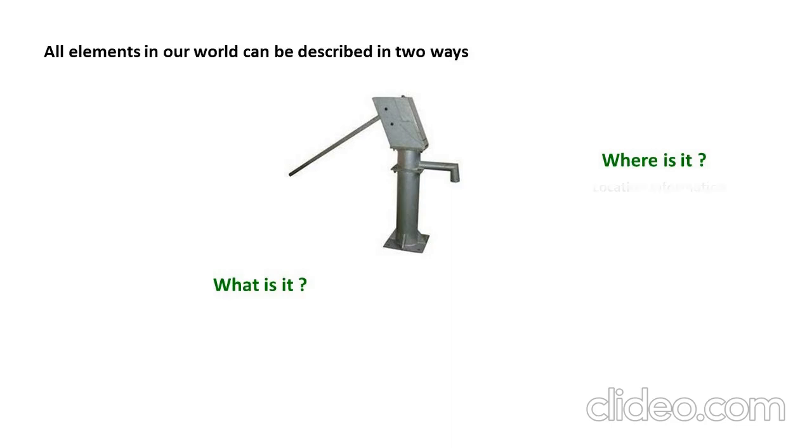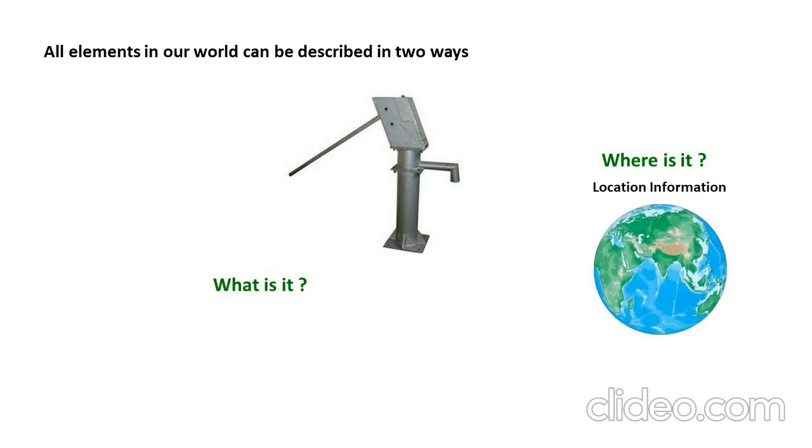The answer of where informs about its location on the surface of the globe. At present, we are limiting ourselves to our planet Earth. In this example, it is located at 21.08 degrees north and 78.73 degrees east. If you are familiar with longitude and latitude, which is a part of the geographic coordinate system, then you can locate this hand pump on the surface of Earth. At present, it is located somewhere in central India.